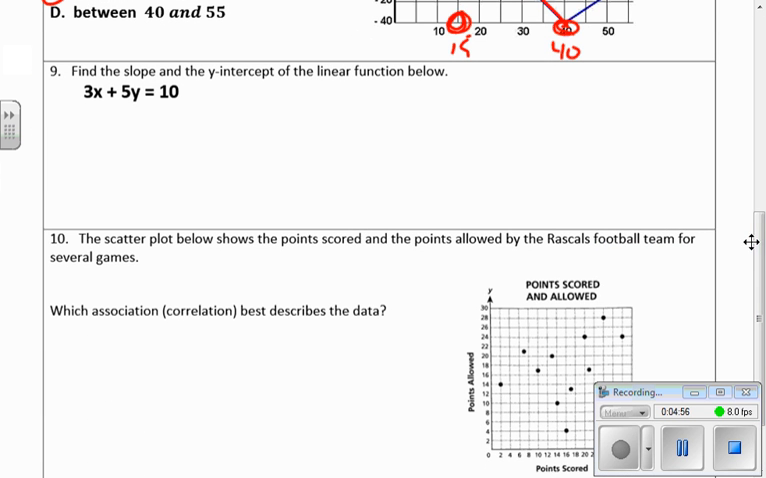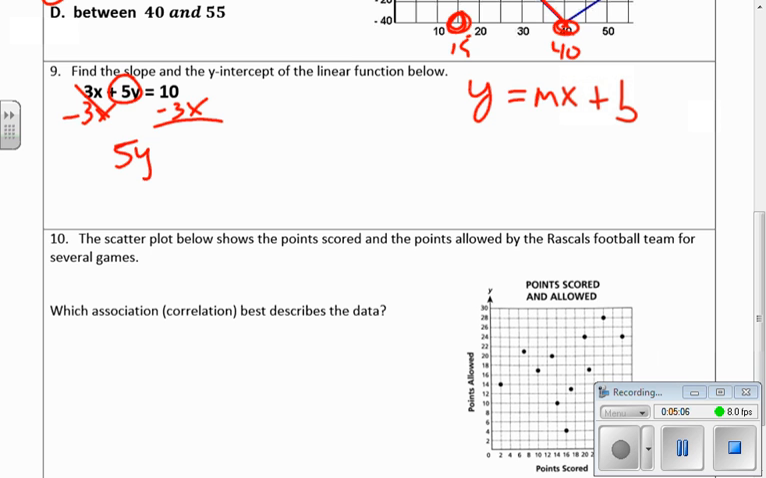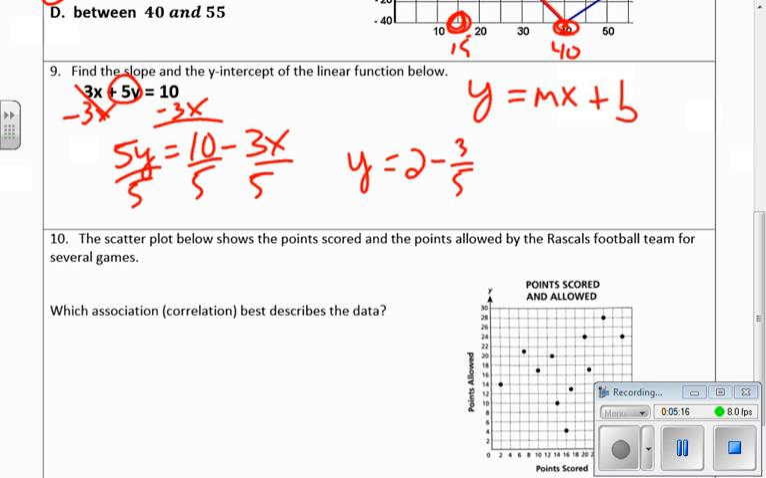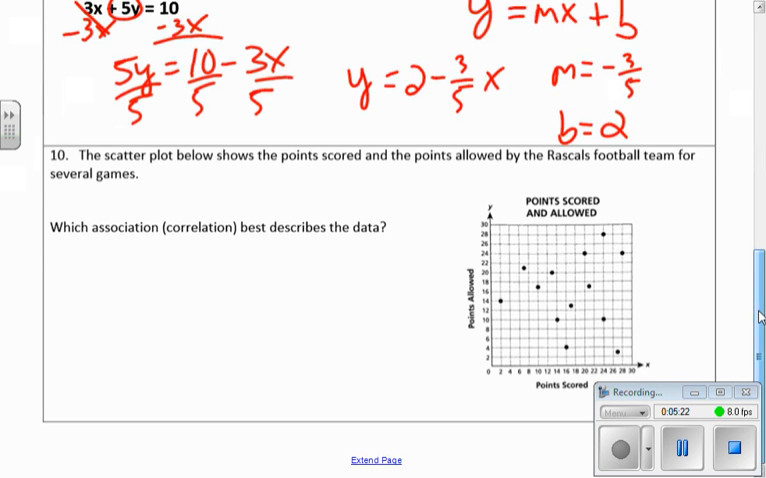Find the slope and the y-intercept. It needs to be in the form y equals mx plus b. So we want to get the y by itself, so do minus 3x on both sides. 5y equals 10 minus 3x. Then divide everything by 5. Then you get y equals 2 minus 3 over 5x. So the slope is negative 3 over 5. The y-intercept is 2.